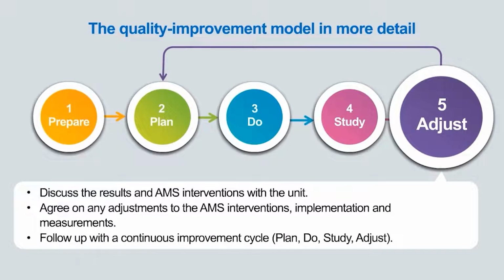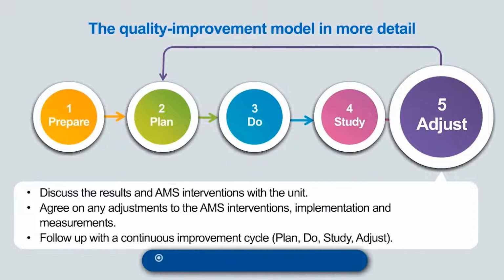In Step 5, adjust. Discuss the results and AMS interventions with the unit. Agree on any adjustments to the AMS interventions, implementation and measurements. Follow up with a continuous improvement cycle: plan, do, study and adjust.